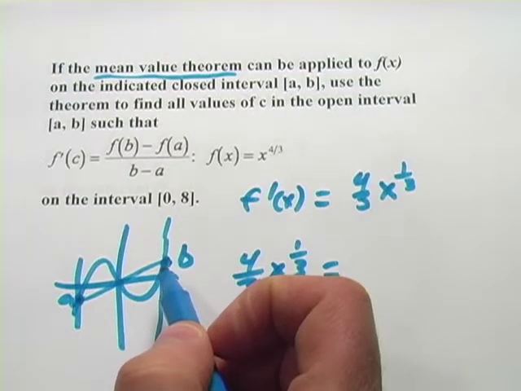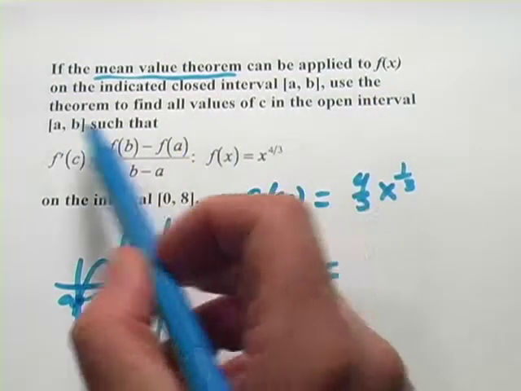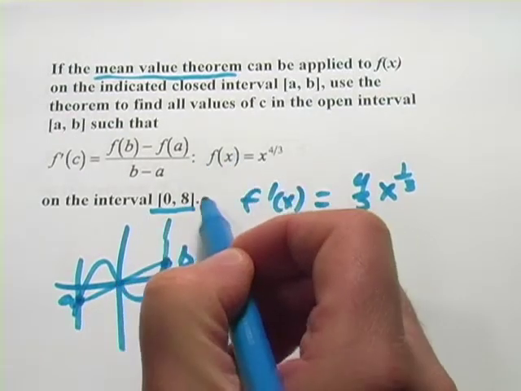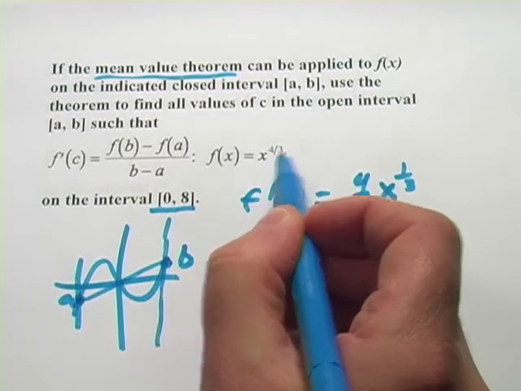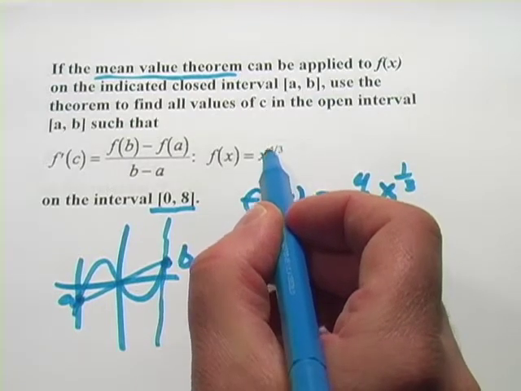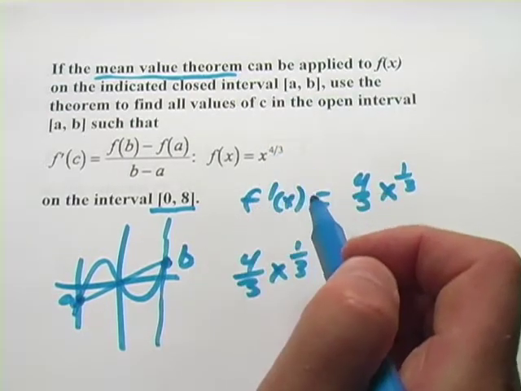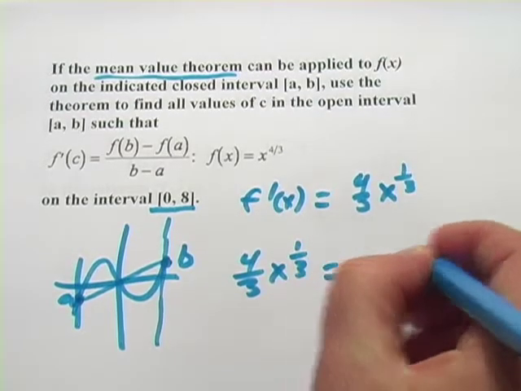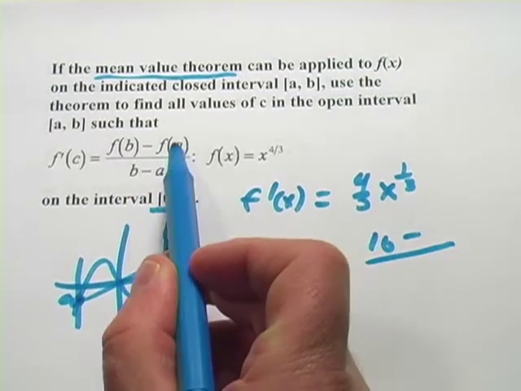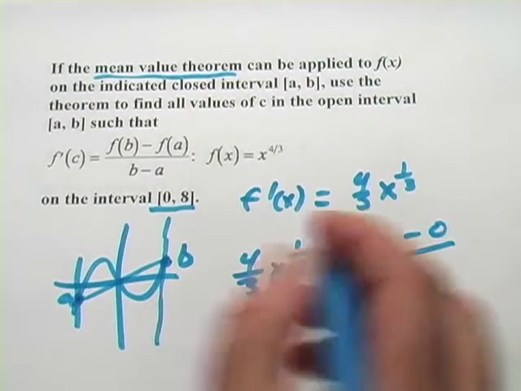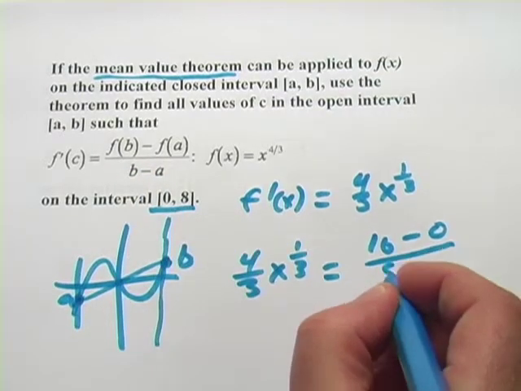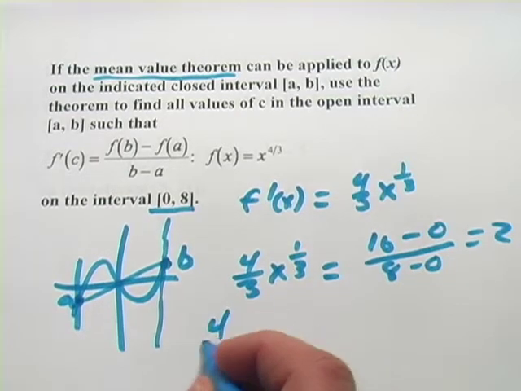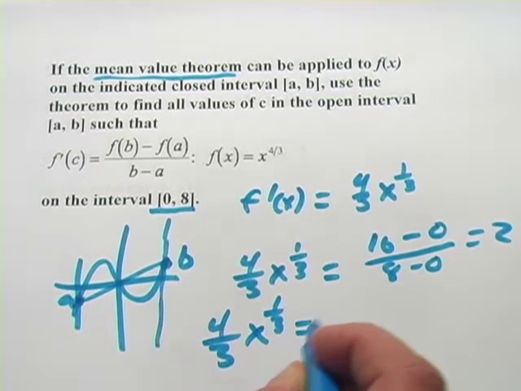So what is f of b? We need to plug in our b point in our interval, and our interval is from 0 to 8, so I'll plug in 8 into this function. And let's see, we'd take the cube root of that, that'd be 2, and then we'd bring it to the 4th power, that would be 16, so that is 16 minus f of a, and that's 0, so 16 minus 0, and then b minus a, so that's 8 minus 0. So this is 16 over 8, or 2. So we have 4/3 x to the 1/3 equals 2.